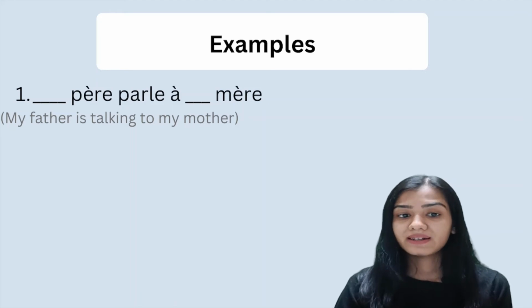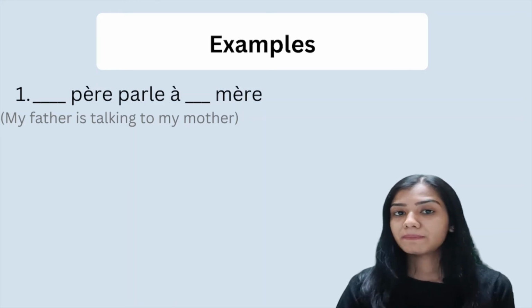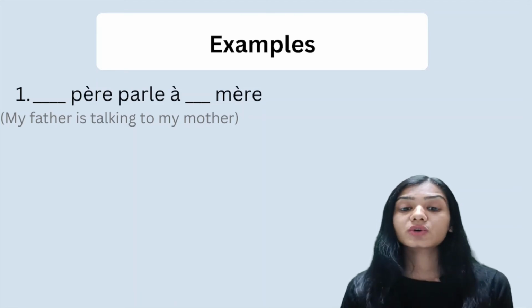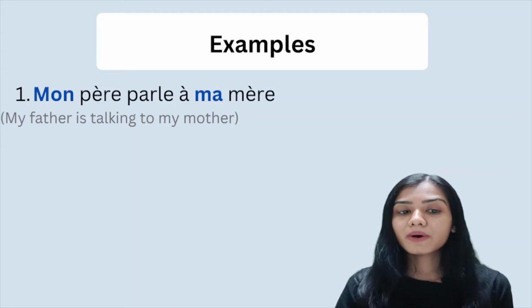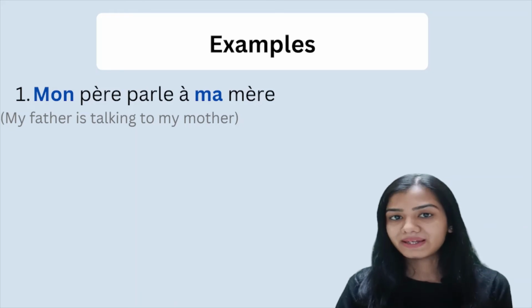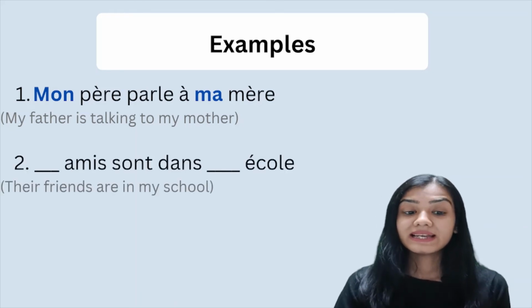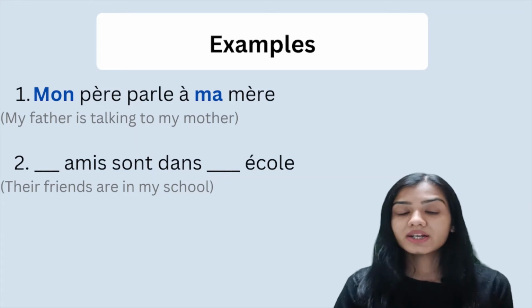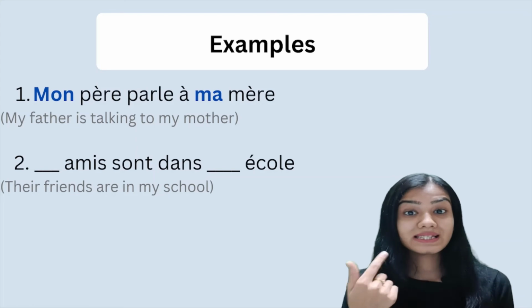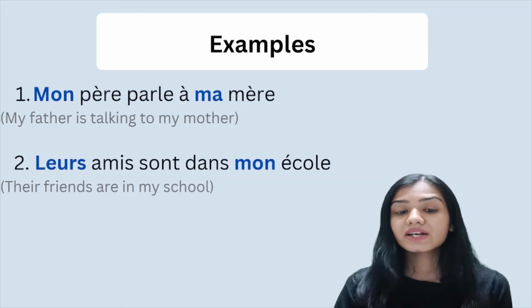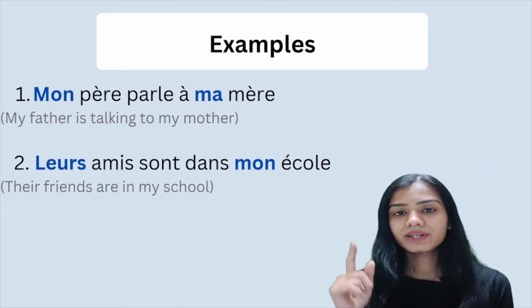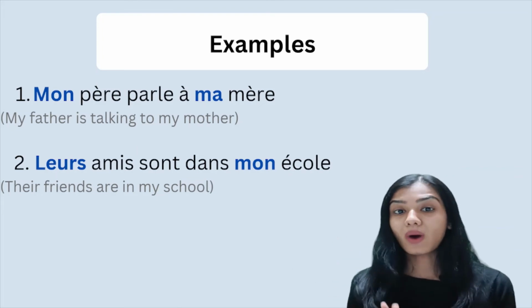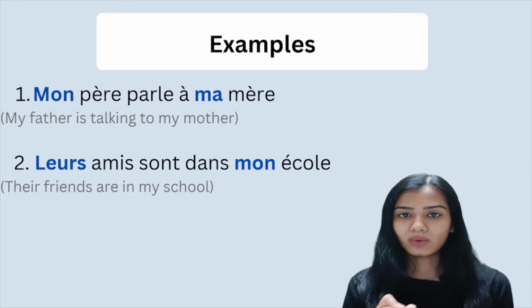My father is talking to my mother. So father, what is the gender of father? Masculine. So we are going to use mon père parle à ma mère. Next, their friends are in my school. So we have to focus on their friends. Friends, plural. Leurs amis sont dans mon école. Here we are going to use leurs because it is plural. And in the end we have used mon école. Why? Because école is starting with a vowel.